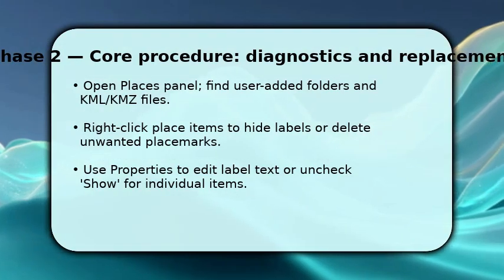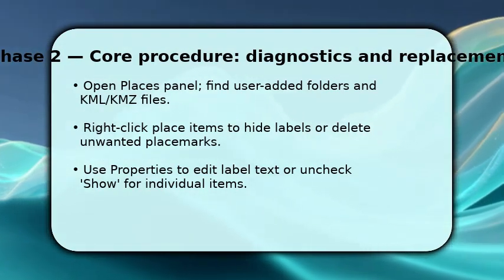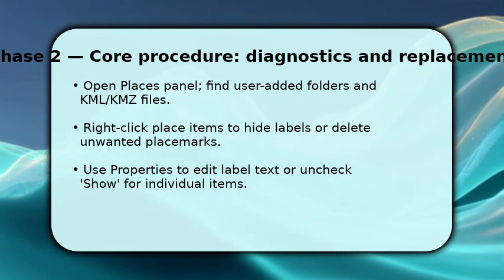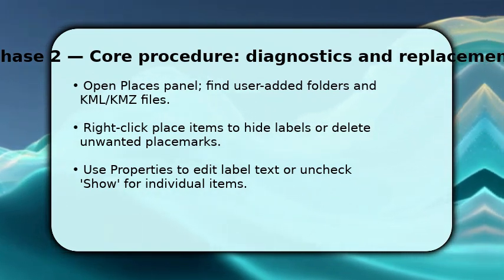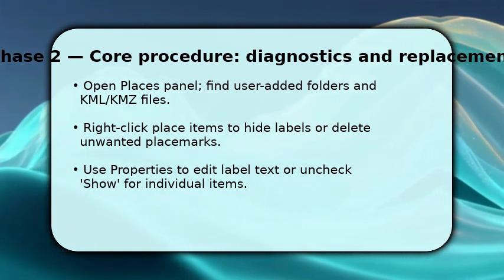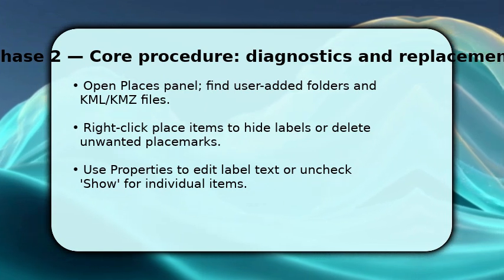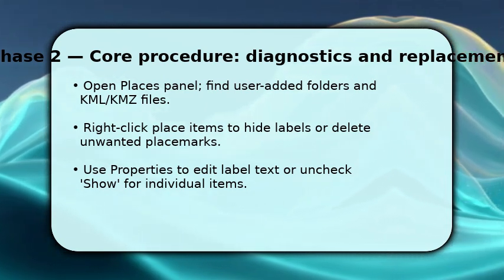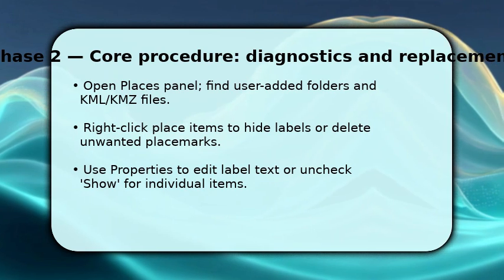Now you address custom labels in the Places panel. These are often the remaining on-screen names. Expand your folders and any imported KML or KMZ files, then right-click a placemark to choose Hide, Delete, or Get Info. Use properties to edit the name field if you prefer to rename rather than remove.